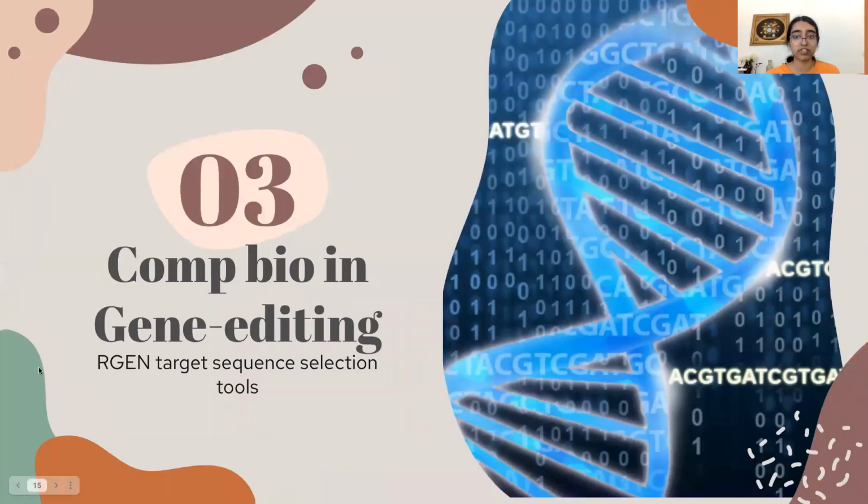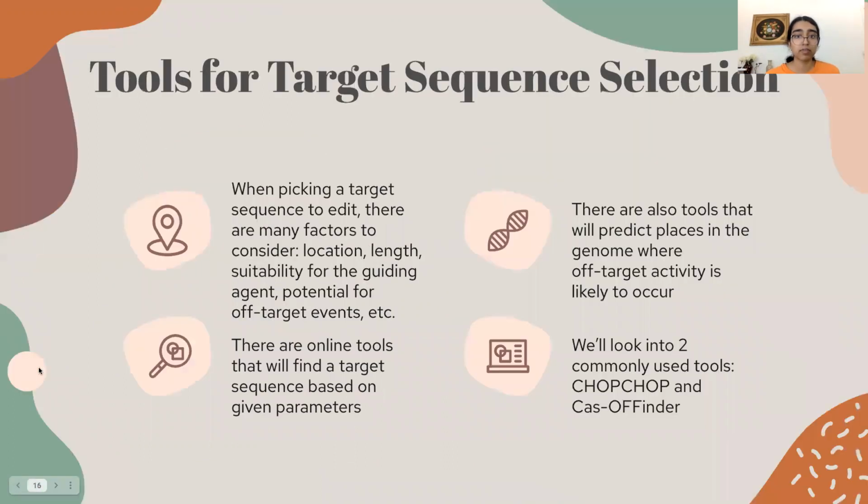Computational biology and gene editing. When picking a target sequence in the genome to edit, there are many factors to consider: location, length, suitability for the guiding agent, potential for off-target events, and more. There are online tools that will find a target sequence based on given parameters. There are also tools that will predict places in the genome where off-target activity is likely to occur. We'll look into 2 commonly used tools, CHOPCHOP and Cas-OFFinder.